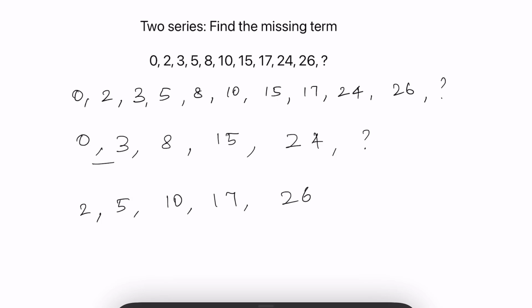The difference between these two is 3. The difference between these two numbers is 5. Difference between these two numbers is 7. Difference between these two numbers is 9. Same way, the difference between these two numbers is 3. Here it is 5. The difference between these two numbers is 7. And the difference is 9.